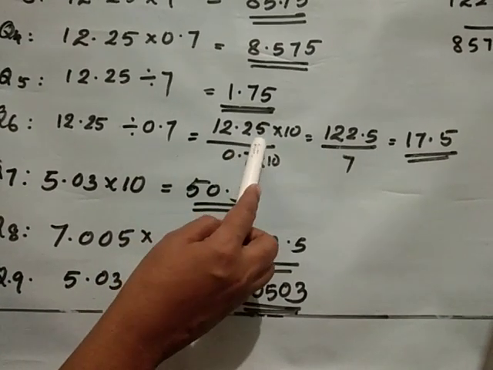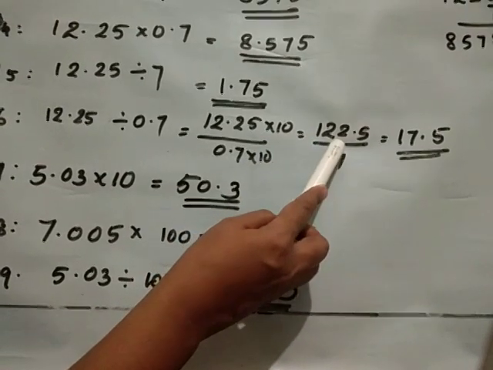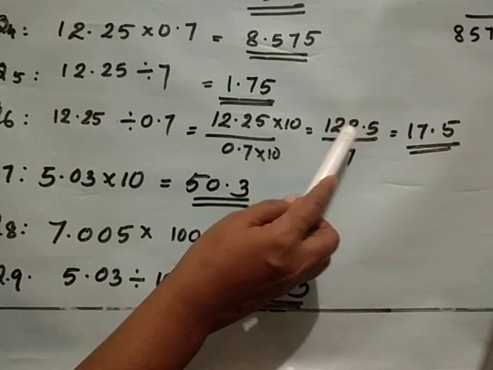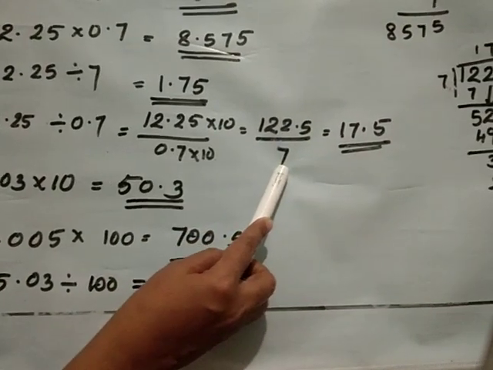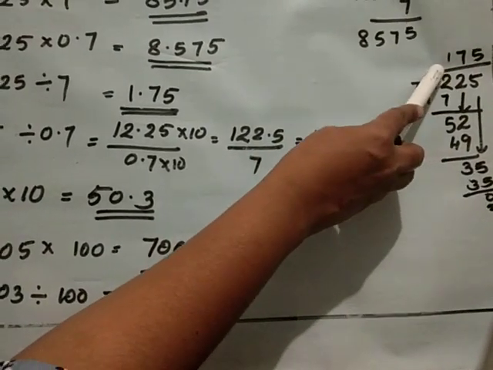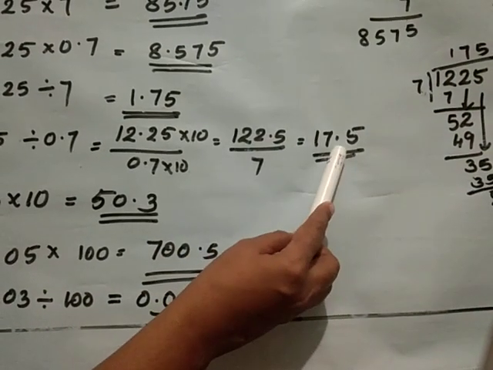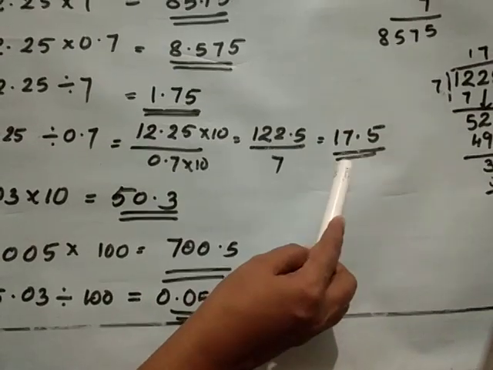So 12.25 into 10 we get 122.5. Then division: without the decimal we divide it. We get 175 as the quotient. Then the question has 1 decimal place, so the answer also needs 1 decimal place. So the answer is 17.5.